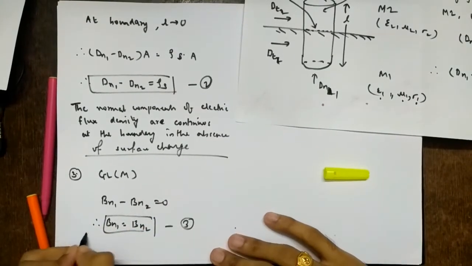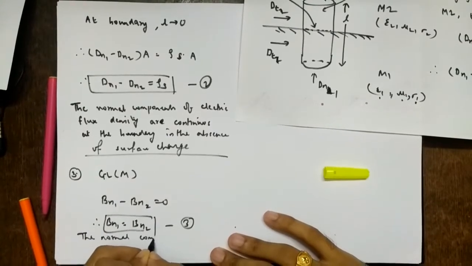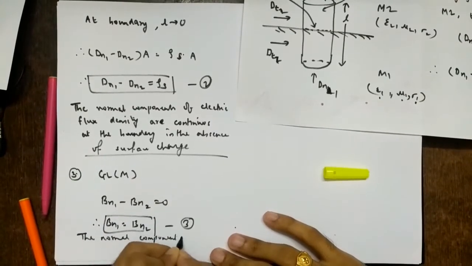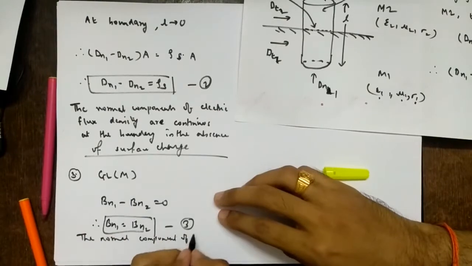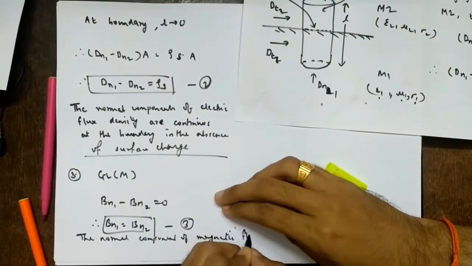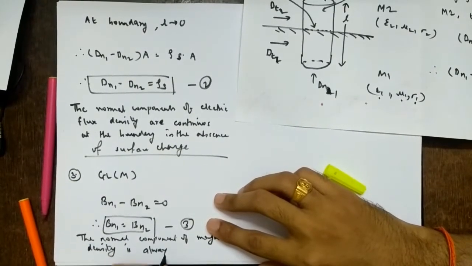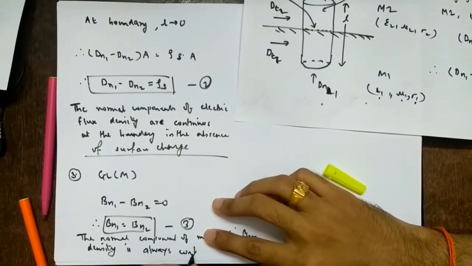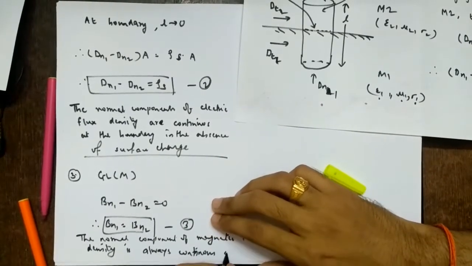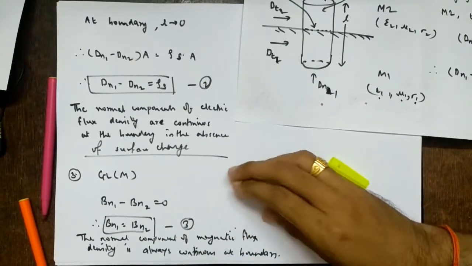So what will we write as the sentence? The normal component of B, magnetic flux density. So the normal component of magnetic flux density is, now we can say always, because there is no other condition, always continuous at the boundary, right?